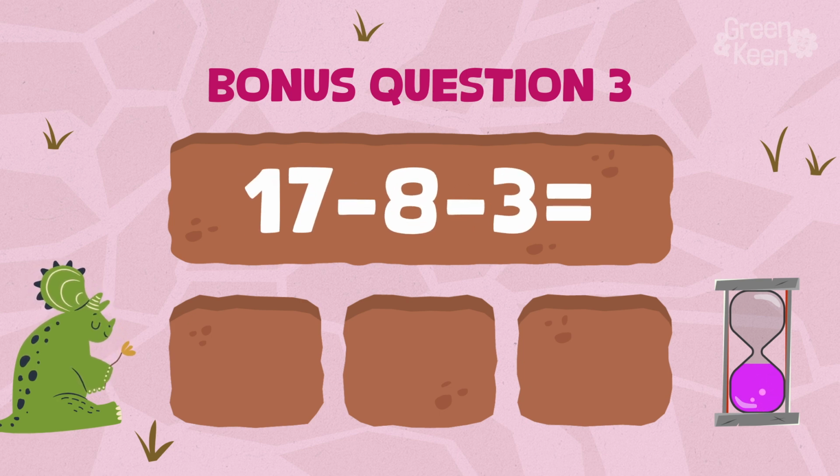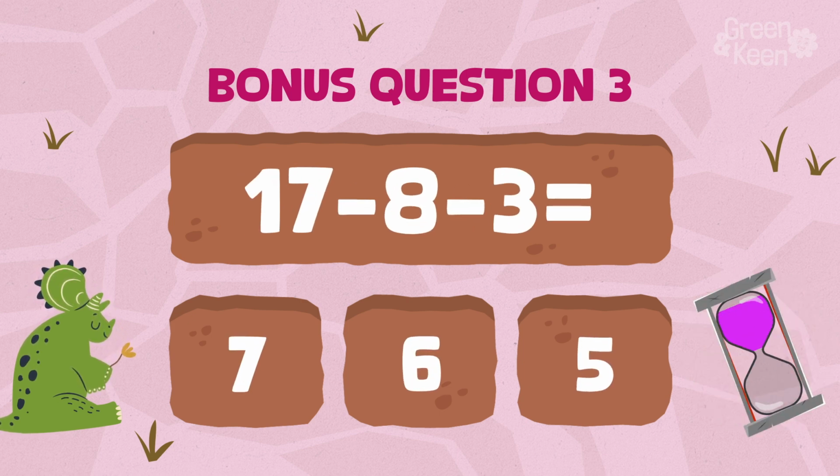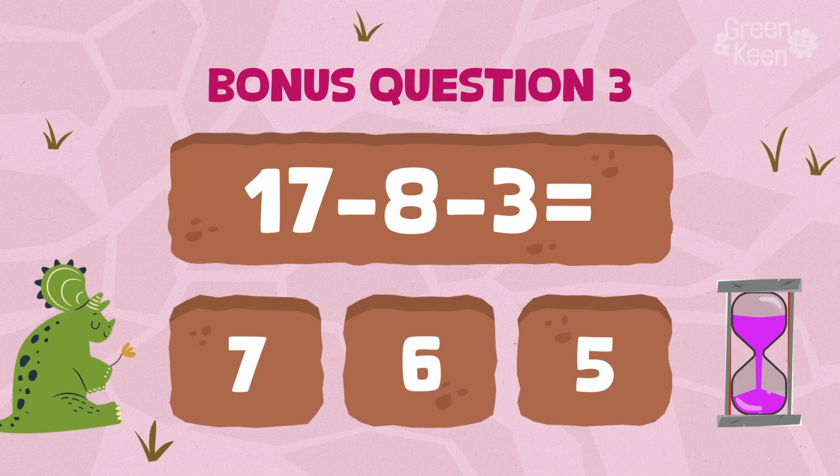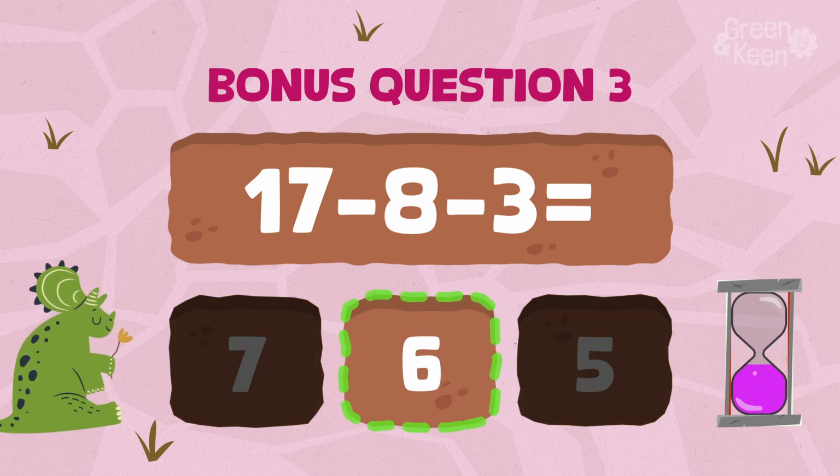Bonus question number 3. 17 minus 8 minus 3 equals... The answer is 6.